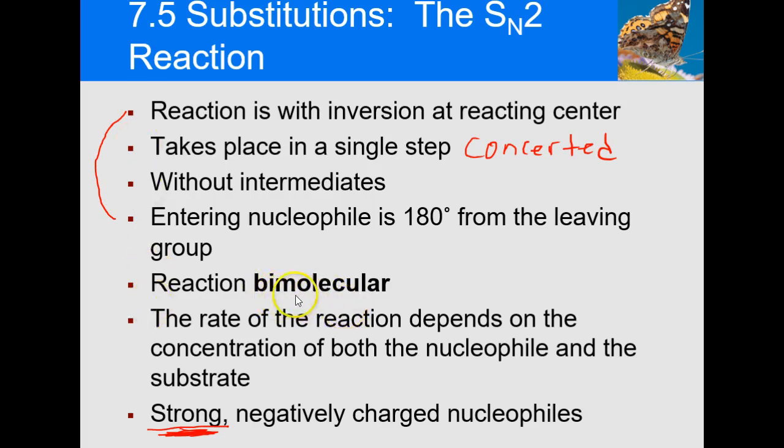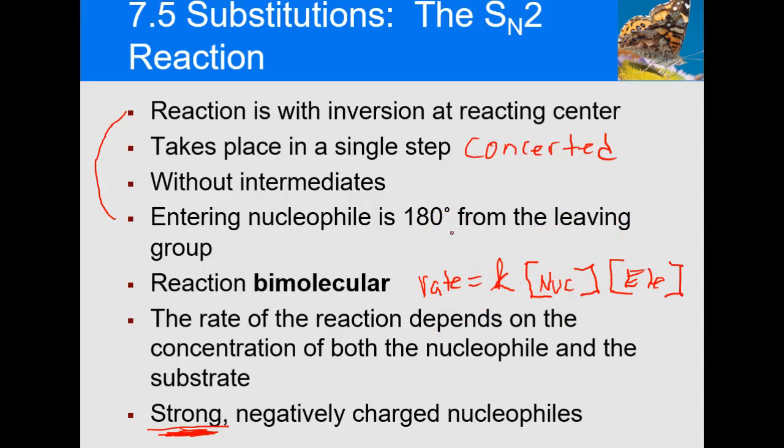We will talk about the rate in a second, but bimolecular, that's why you have a 2 here. The rate of reaction depends on the concentration of both the nucleophile and the substrate. So the way you write a rate equation is the rate is equal to a constant. It doesn't matter what the constant is. And it's the concentration of the nucleophile times the concentration of the electrophile. If I raise the concentration of the nucleophile, I raise the rate. If I raise the concentration of the electrophile, I raise the rate. If I double this and I double that, the rate is 4 times as fast. So that's what's meant by the rate.